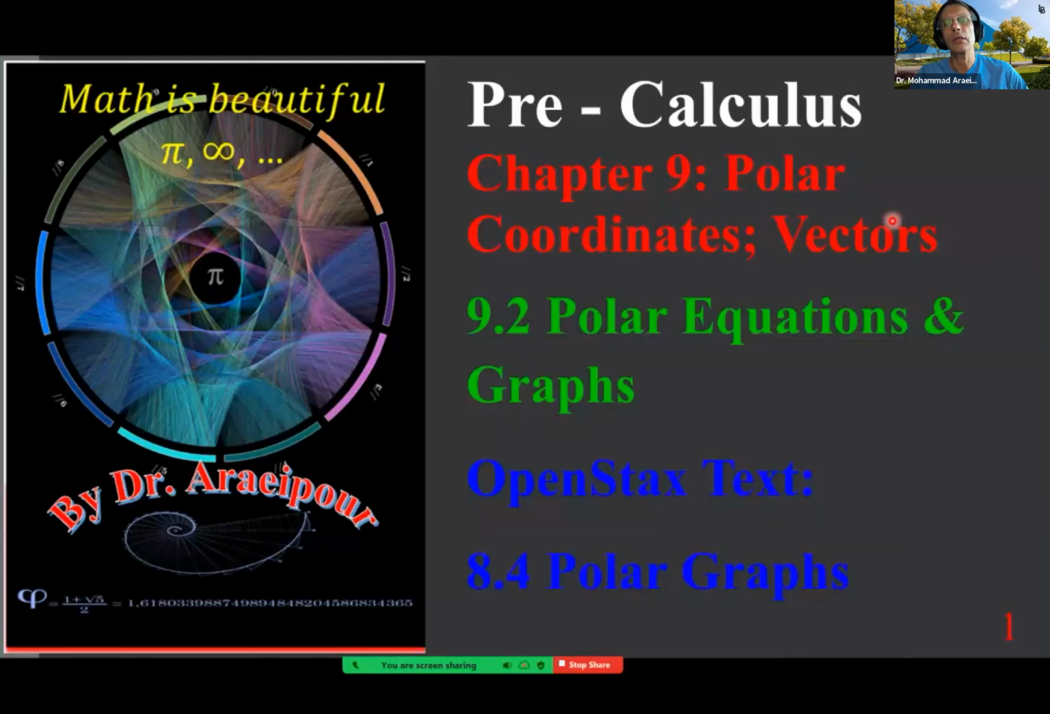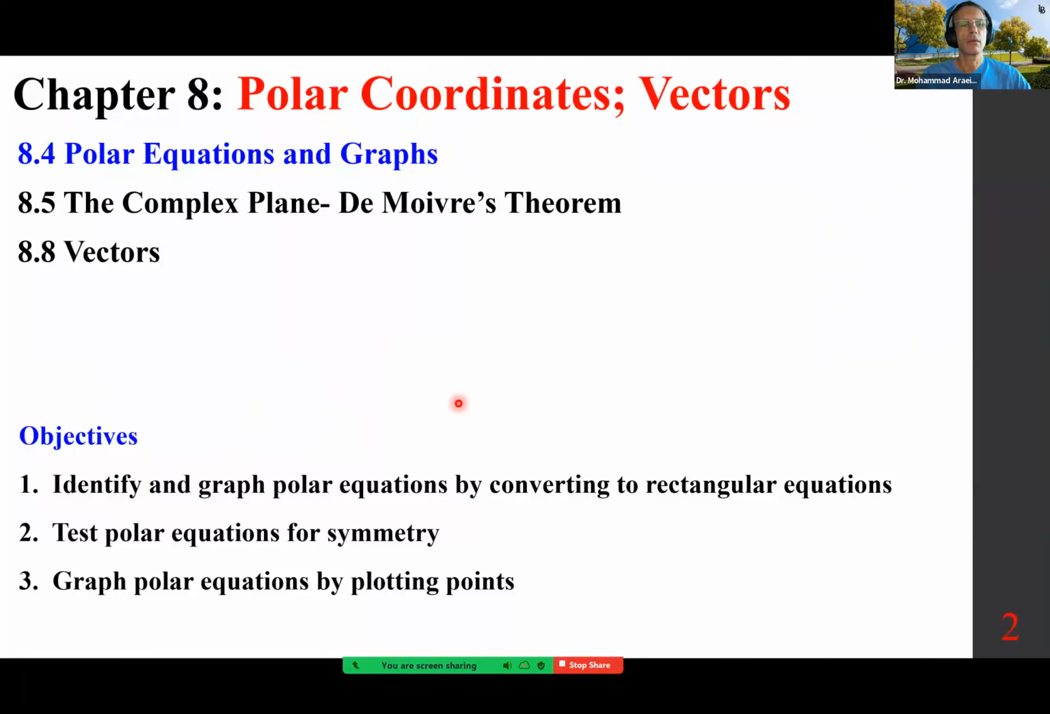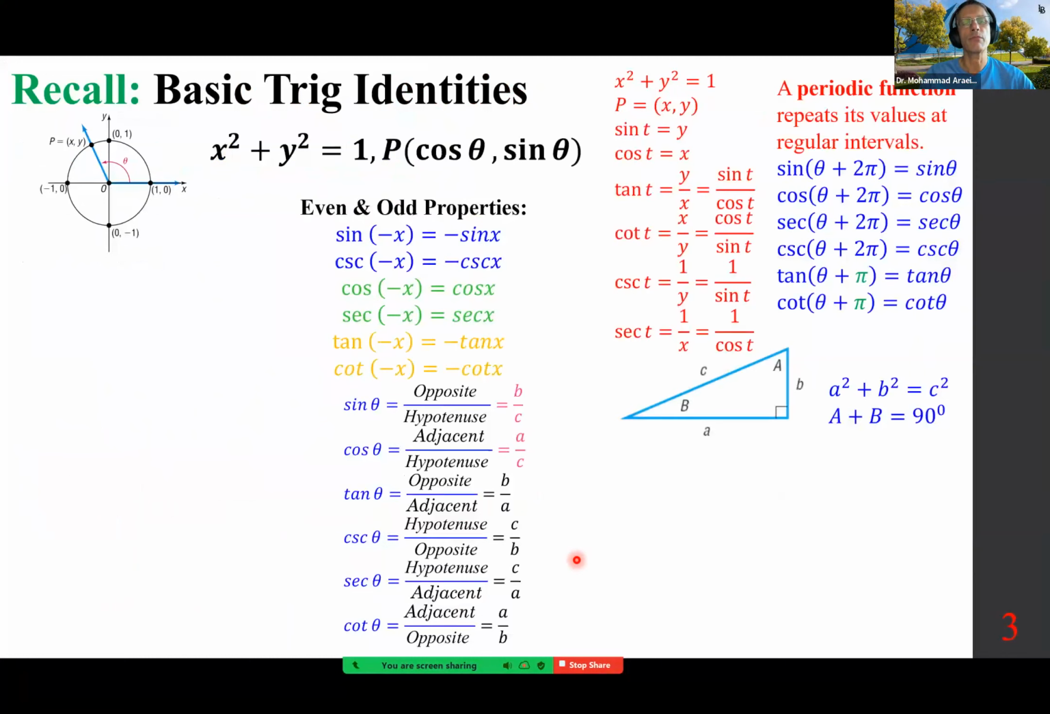Good morning, class. We are looking at polar equations and graphs, section 8.4, polar graphs. So the objectives are to identify and graph polar equations by converting to rectangular equations, test polar equations for symmetry, graph polar equations by plotting points.